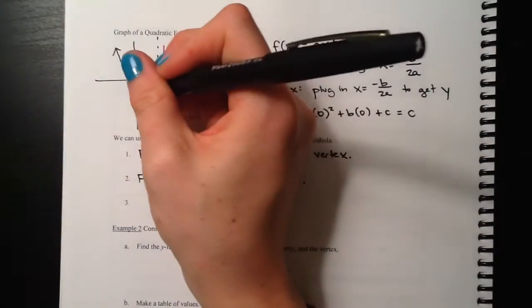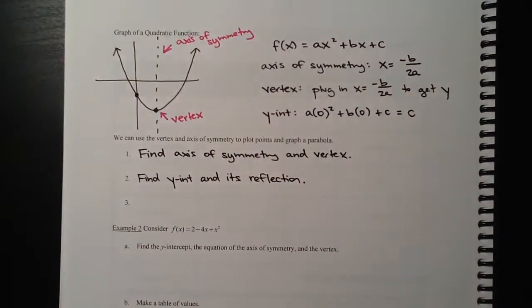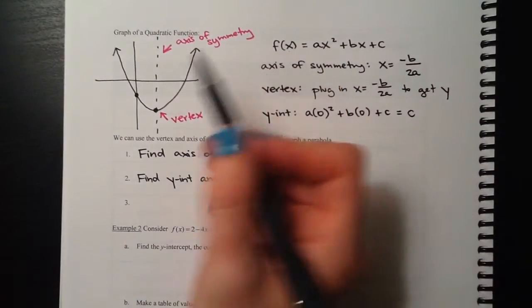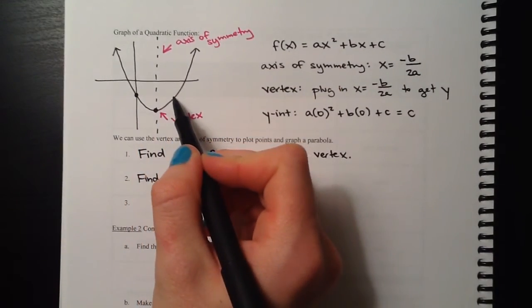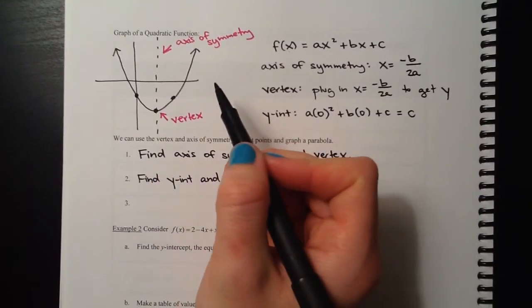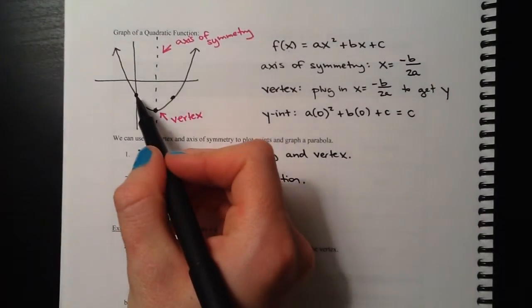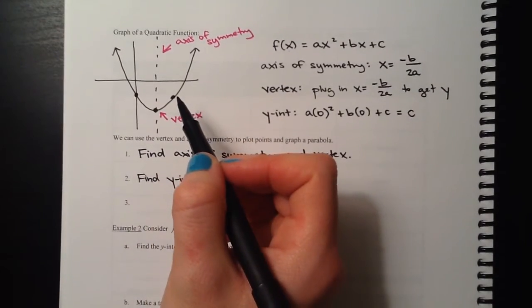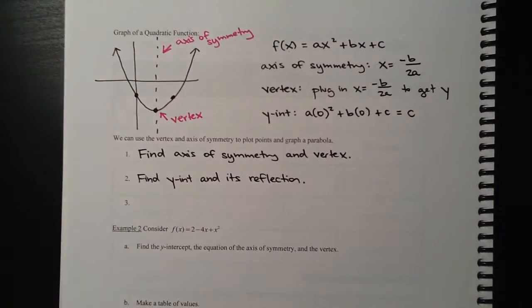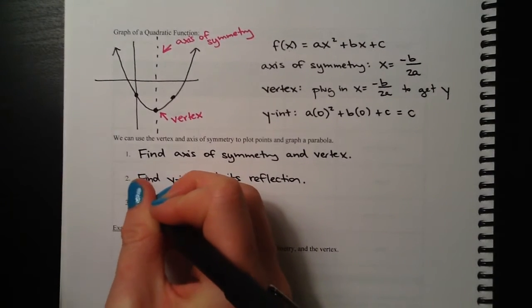For instance, this would be the y-intercept right here on this graph. And since this is a line of symmetry, every point on the left is perfectly mirrored as a point on the right. This distance is the exact same. So we're going to graph the y-intercept and then its mirror image on the other side of the axis of symmetry. All right, and then step 3 is pretty simple. You just connect the points with a smooth curve.